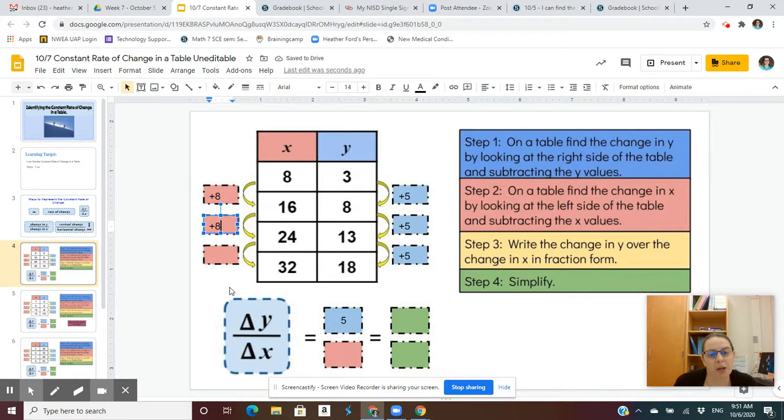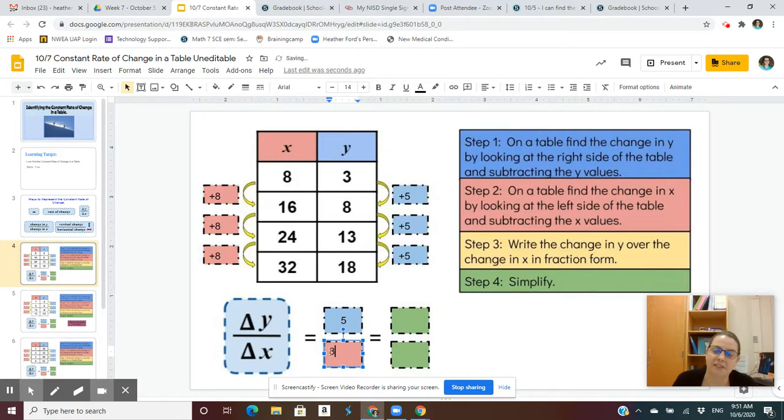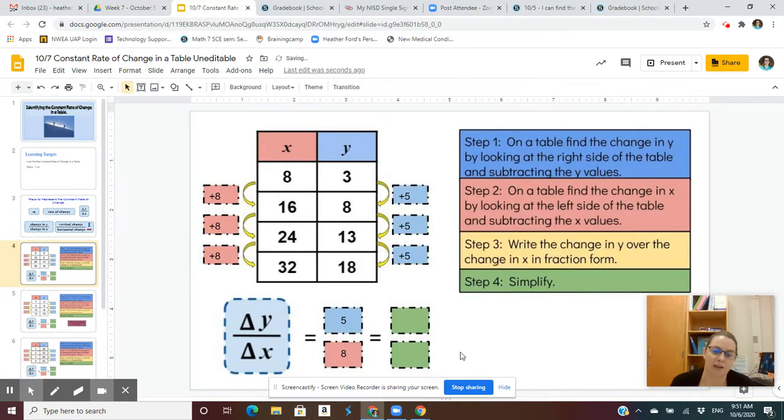And 24 plus 8 is going to be 32. So we're going to put positive 8 in there as well. Oops, that didn't work out. Let's try again. Positive 8. So our change in x is a positive 8. So I'm going to come down here and put in a positive 8. I'm also going to go back and recenter our box.